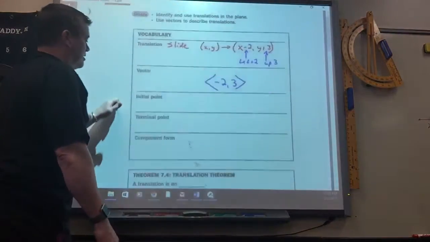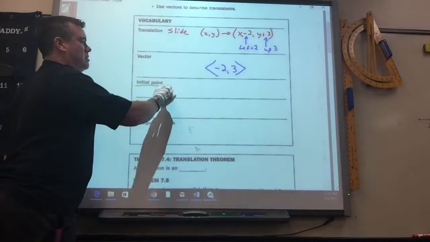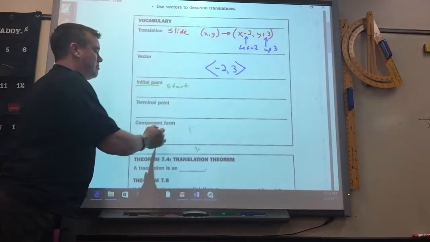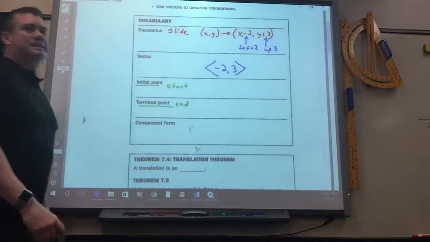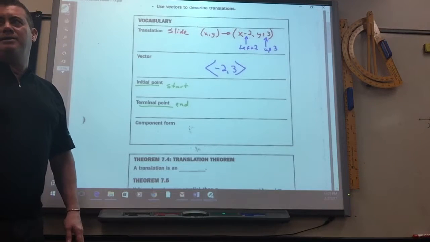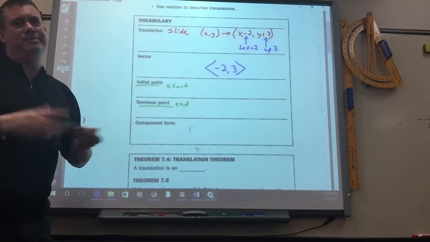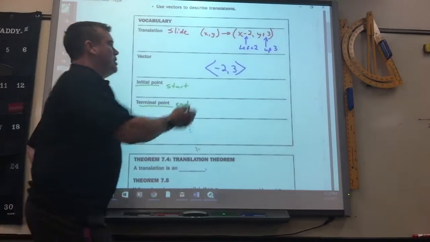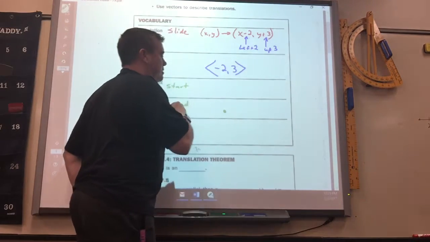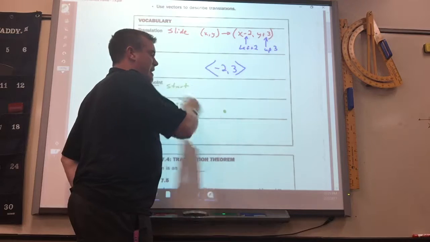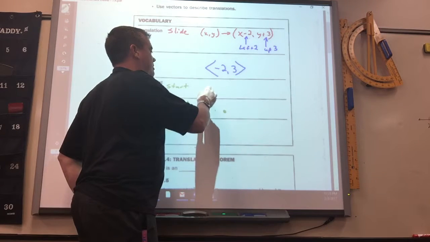So on a vector, I think everyone knows what the initial point would be. That's where you start. The terminal point is where you end. Okay? Terminal, like an airport, where you wait. Okay, that's where they get it. So like if we did this vector, -2, 3, if you start here, -2 means I got to go left 2, and +3 means up 3.